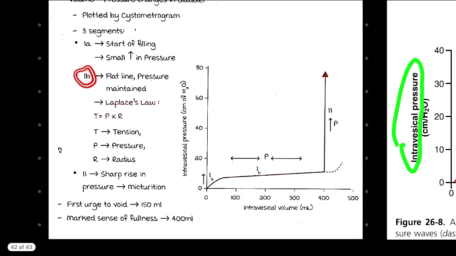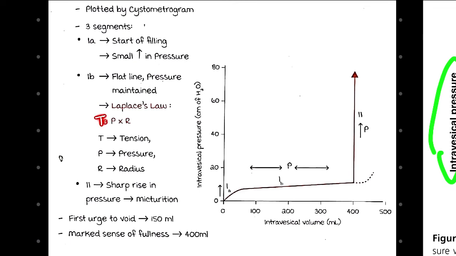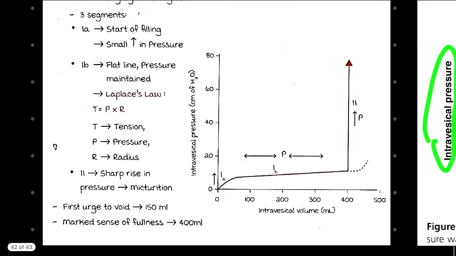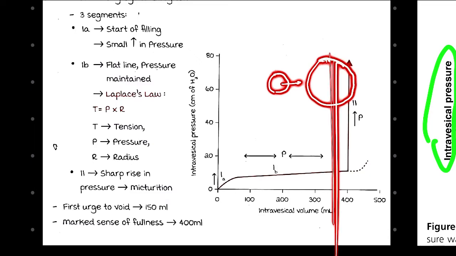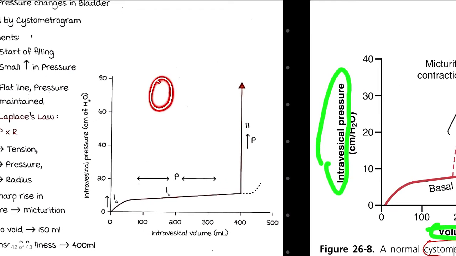Talking about the second phase, it is a flat line, as you can see right here. What is happening here is that the pressure is being maintained, and it is supported by Laplace's law. As we know, tension is equal to pressure times radius. Here, as volume increases, this is our urinary bladder, and after filling it will be like this. It was initial, and it is final.